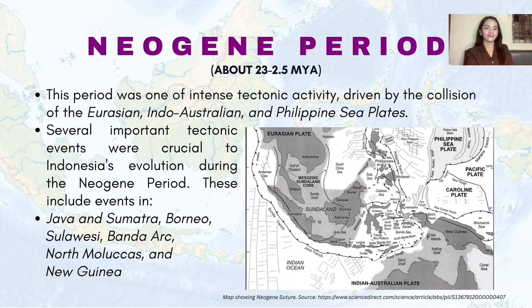Borneo, unlike Java and Sumatra, is situated on the Eurasian plate and is less directly affected by the subduction zones. However, it experienced Neogene uplift and erosion, shaping its present-day topography. Some tectonic activity might have occurred due to the stresses from the nearby plate boundaries, resulting in localized faulting and basin formation. Next, we have the Sulawesi.